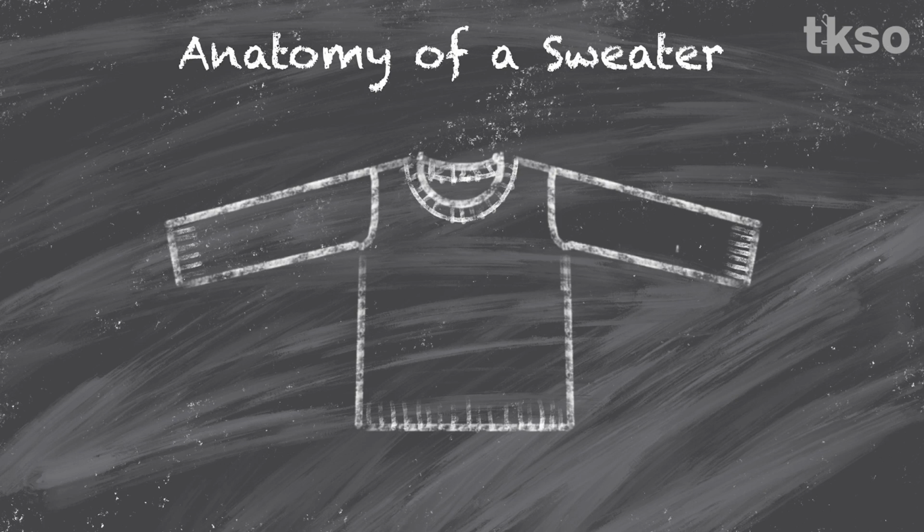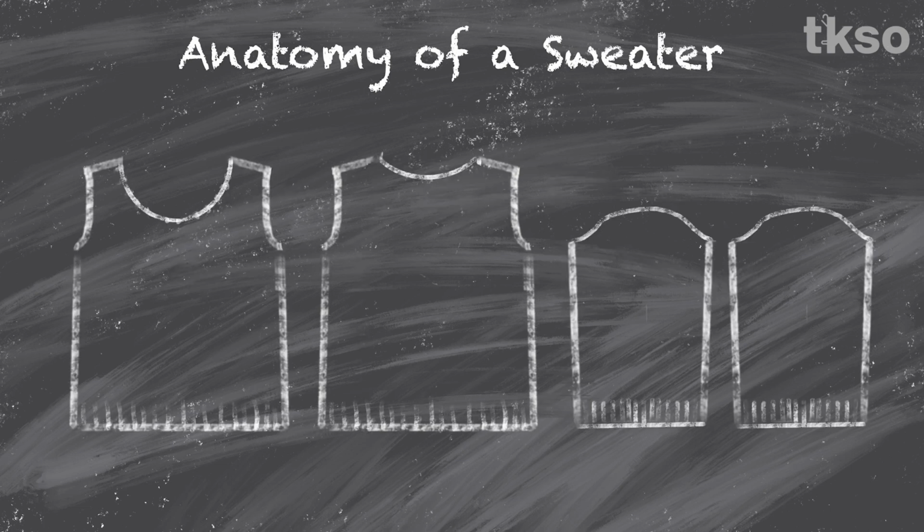Let's start by looking at a basic pullover sweater and get familiar with the components and terms that will be used later in this class. Your average sweater is composed of a back, front, and 2 sleeves, plus a neck trim. These are all knit separately and linked or otherwise joined together.